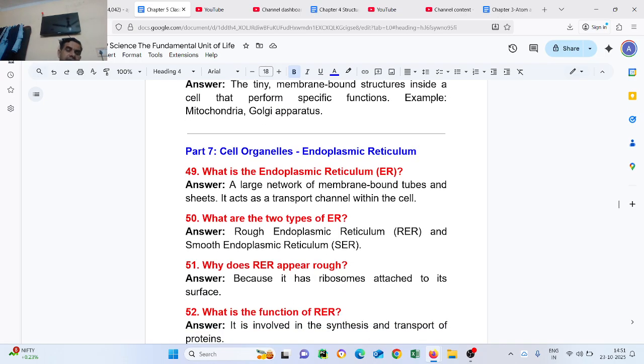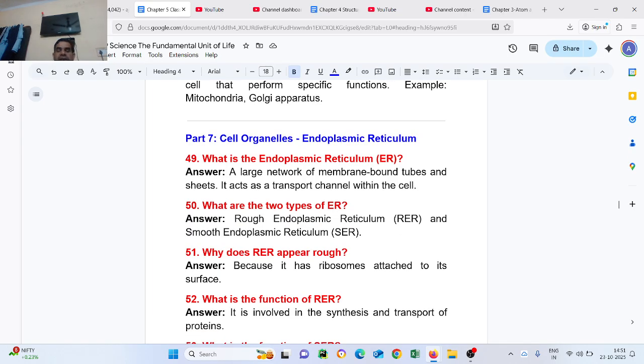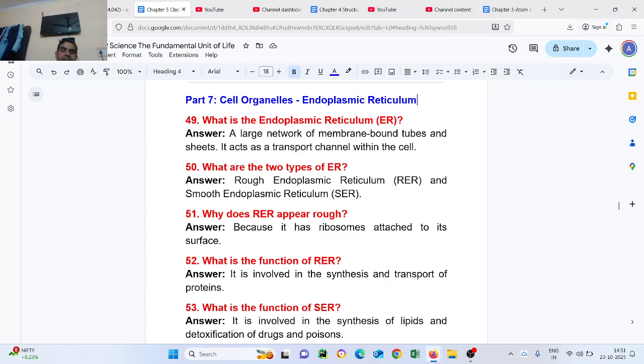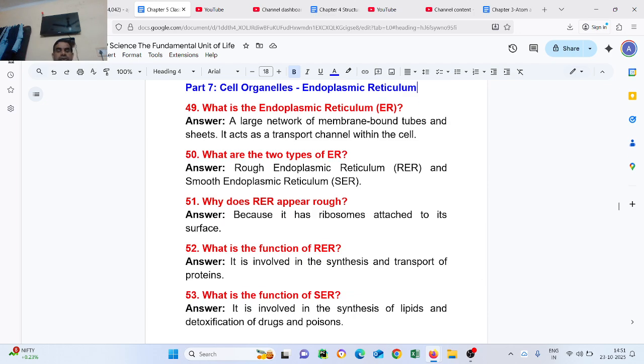Question number 51. Why does RER appear rough? Answer: because it has ribosomes attached to its surface. Question number 52. What is the function of RER? It is involved in the synthesis and transport of protein.